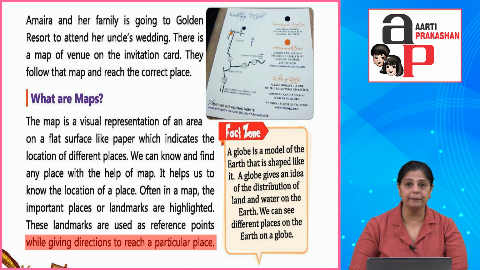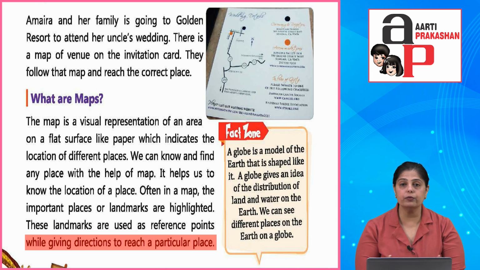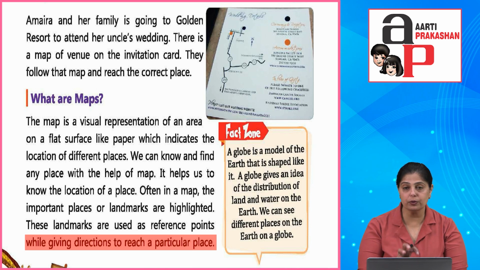So, बच्चों map क्या होता है? Map is a visual representation of an area on a flat surface like paper. मतलब एक पेपर पे आप उस एरिया को विजुअलाइज कर रहे हो. It's been visualized and put on the paper. तो वो हमें different जगहों की locations बताता है.